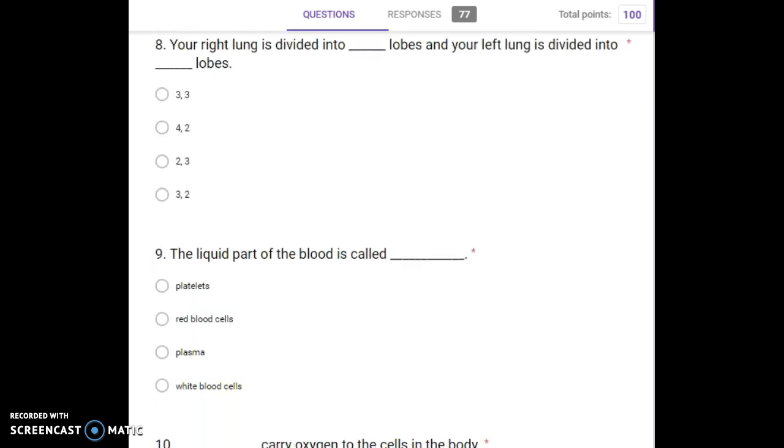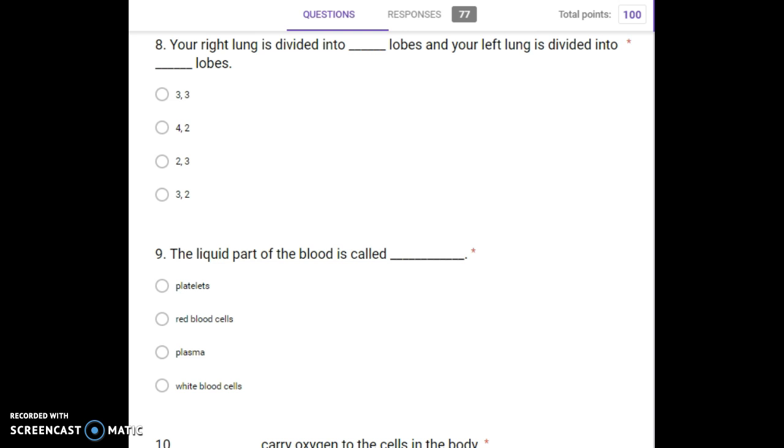Number 8. Your right lung is divided into blank lobes and your left lung is divided into blank lobes. 3 and 3, 4 and 2, 2 and 3, 3 and 2.